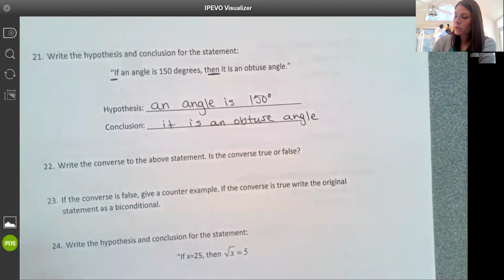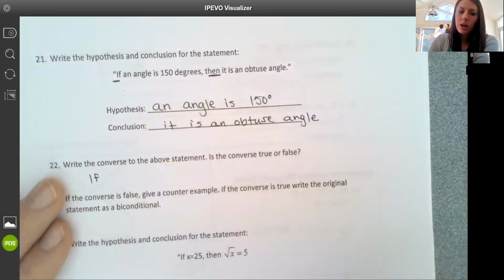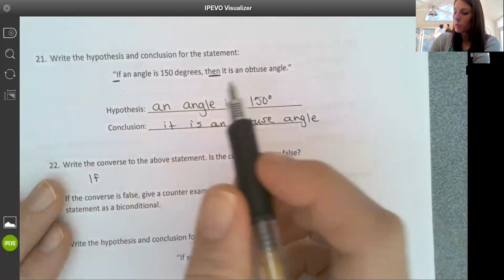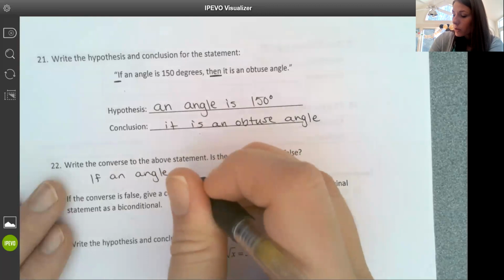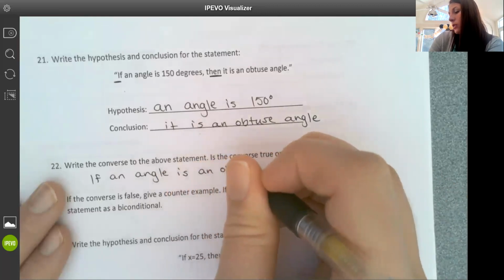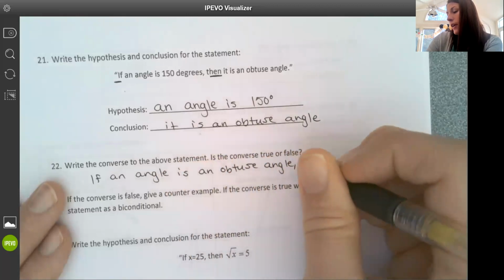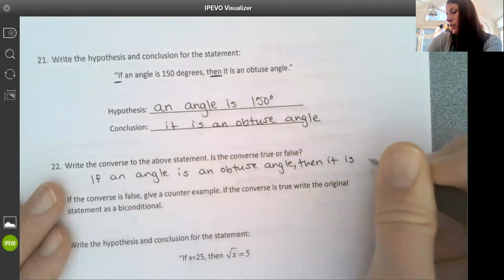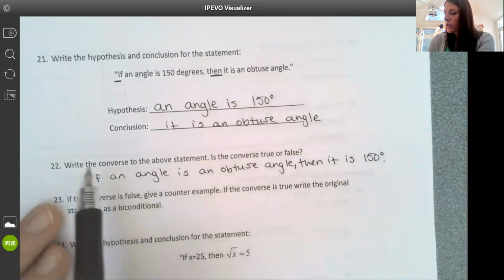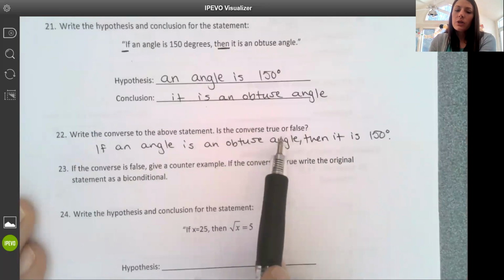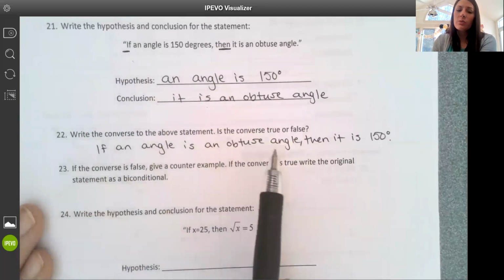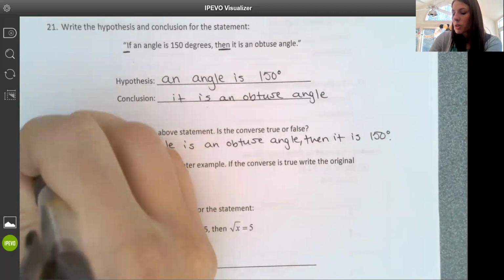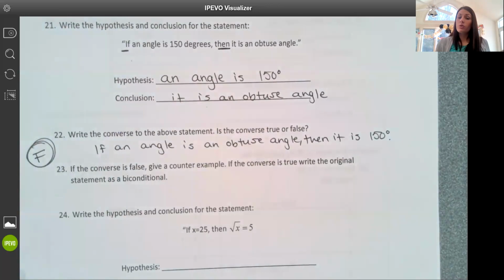Converse, right, meaning I'm flipping it. So our converse would be if, and I'm going to just kind of change the words a little bit to make it make sense. So I'm going to put an angle still. If an angle is obtuse, then it is 150 degrees. So here's my converse, and we have to decide if it's true or false. So written this way, it's fine. Angle's 150, then it's obtuse. Here, if an angle is obtuse, then it's 150. That's going to be false because there are several other obtuse angles. It doesn't necessarily mean that it's 150.